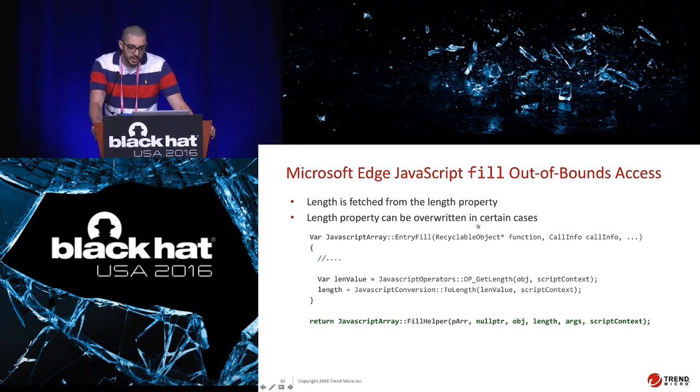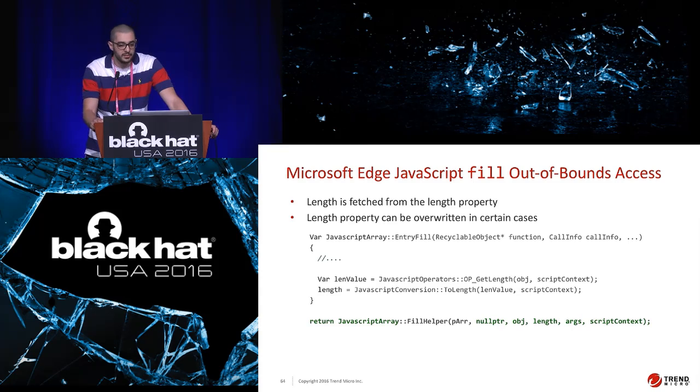All right, so when calling the fill JavaScript method in Chakra, the execution flow starts from entry fill. So in entry fill, what happens is it fetches the length of the array from the length property, but it doesn't really fetch it from the internal slot. So in specific cases, the length property can be overwritten. Later on, the flow reaches fill helper.